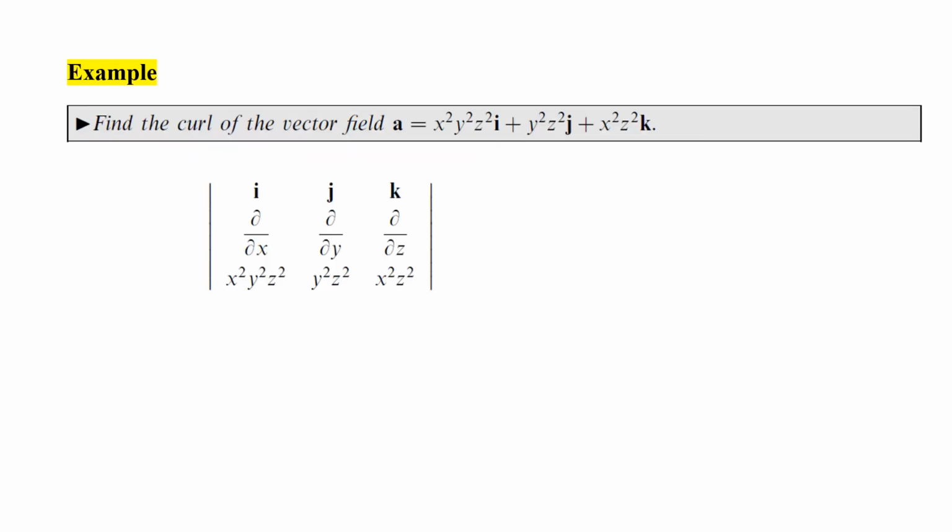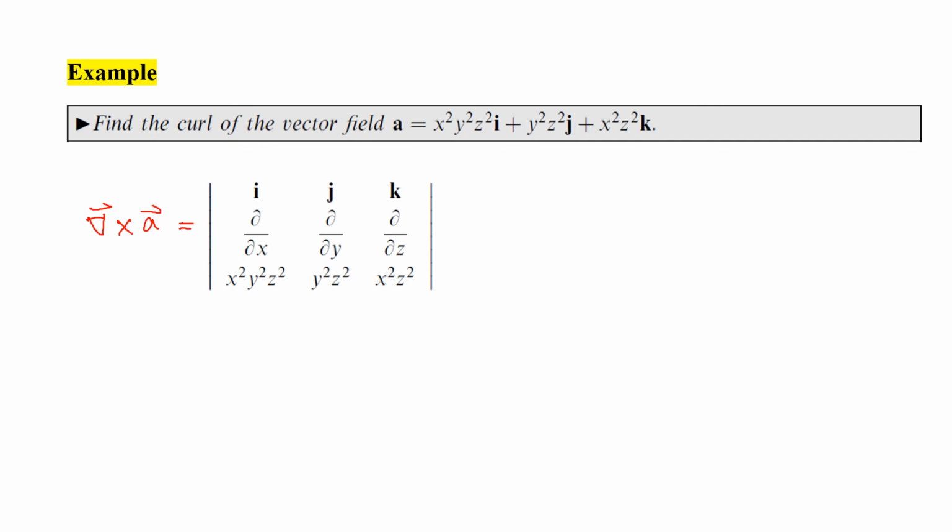So let's have an example. Find the curl of the vector field A equals x squared y squared z squared i plus y squared z squared j plus x squared z squared k. We're asked to find the curl of this vector field A. The curl is just del cross A, which is equal to this one. We write it in terms of the determinant, but you can also use the formula earlier.